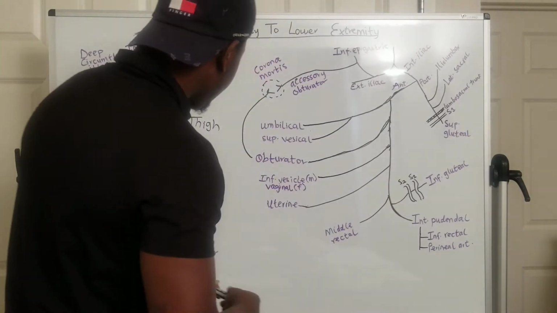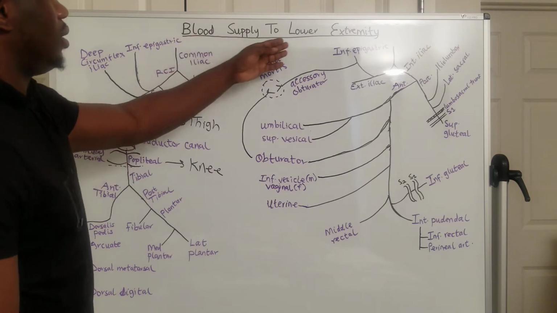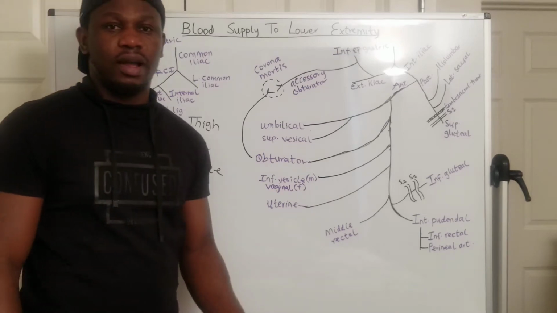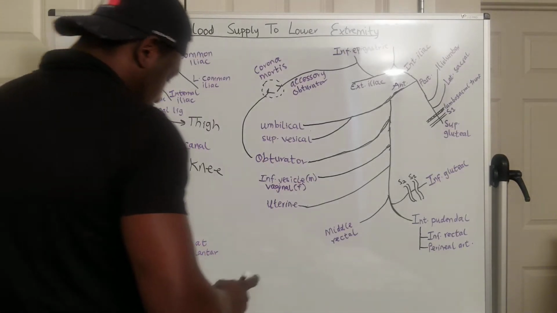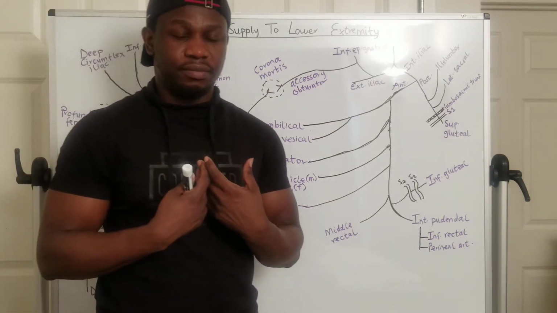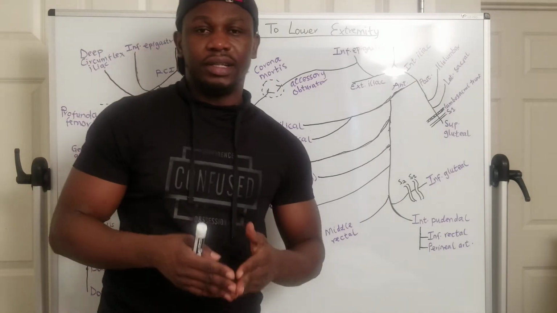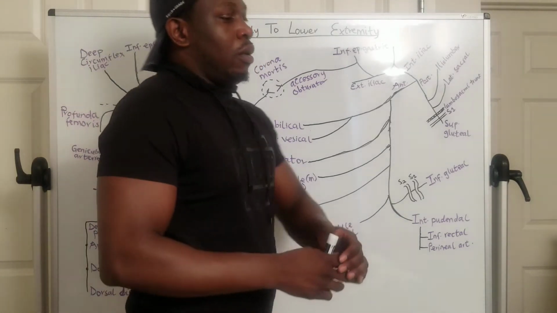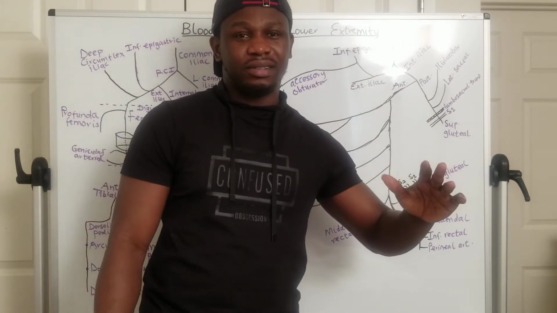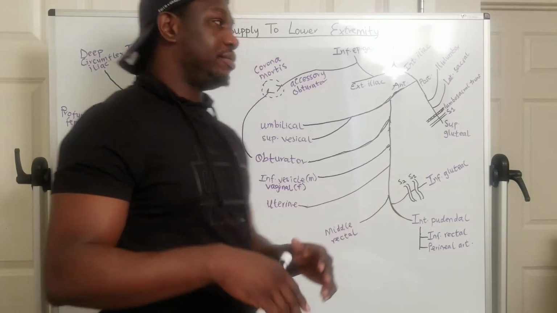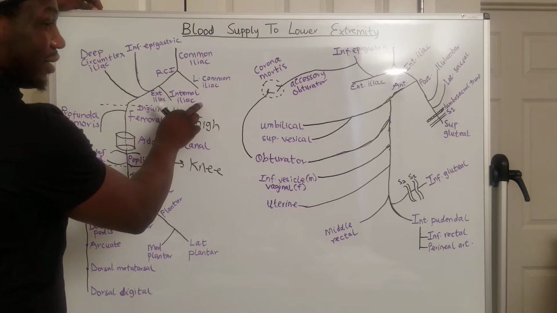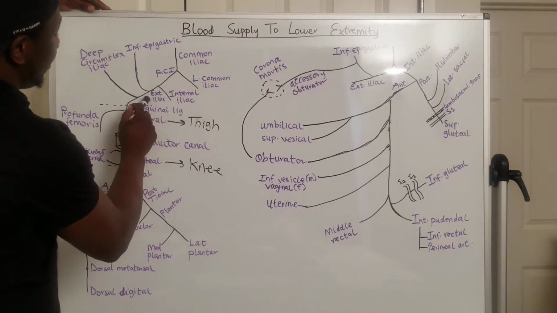Today we're gonna cover the blood supply to the lower extremity. Most of the time the blood supply comes off from the abdominal aorta, and then we have the common iliac artery. The common iliac artery gives off two branches: the internal and the external. So we have the internal iliac artery right here, and we have the external iliac artery.